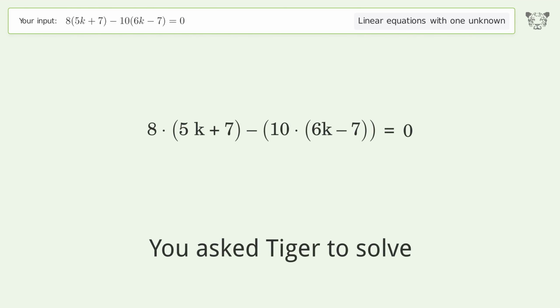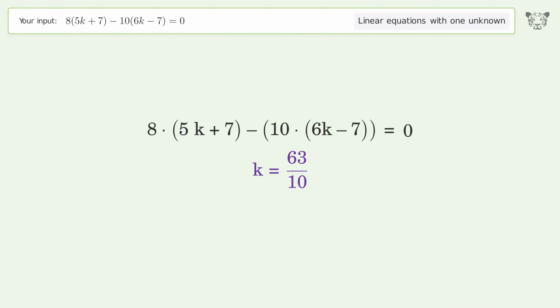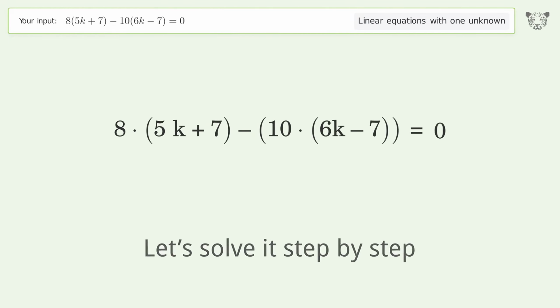You ask Tiger to solve. This deals with linear equations with one unknown. The final result is k equals 63/10. Let's solve it step by step.